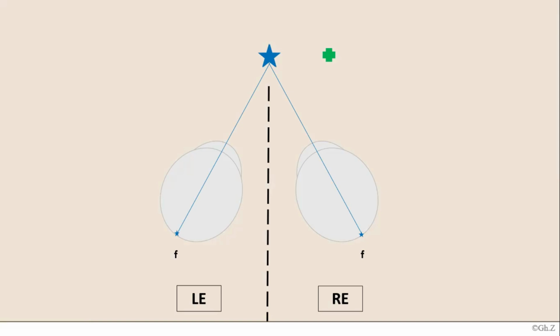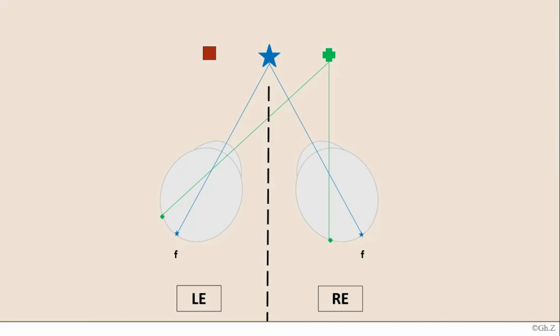So if we have a target here, this green cross, it is in the temporal field of the right eye, and its ray is on the nasal retina. But at the same time, this green cross is considered in the nasal field of the left eye, and its image, or its ray, is on the temporal retina. And if you remember the strabismus illustrated series, these points are the corresponding points. The same on the other side.